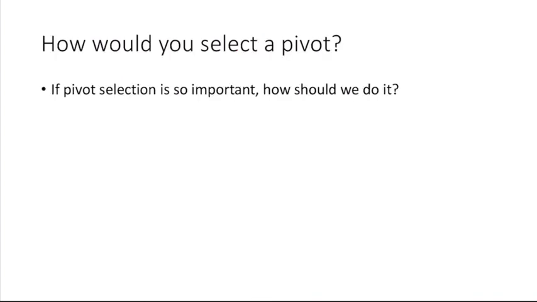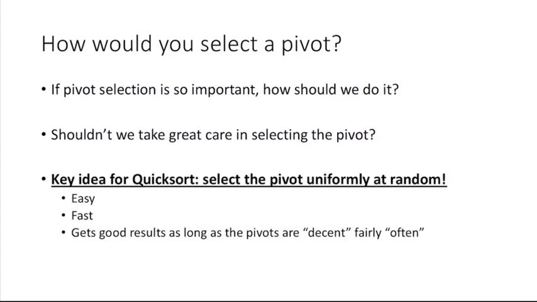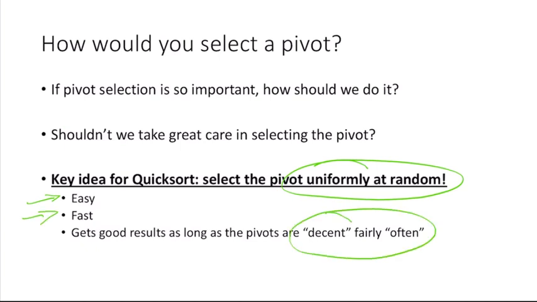Alright, so how would you select the pivot? If the pivot selection is so important, shouldn't we spend a great deal of time selecting the pivot? Well, it turns out that you can get away with selecting the pivot uniformly at random, and we're going to prove that that's a good idea. The reason this works is because it's easy, it's fast, and it gets good pivots decently fairly often. So it's good enough, often enough, for us to get a good average running time. Alright, so the rest of this set of slides will dig deeper into this idea of using a random pivot selection.